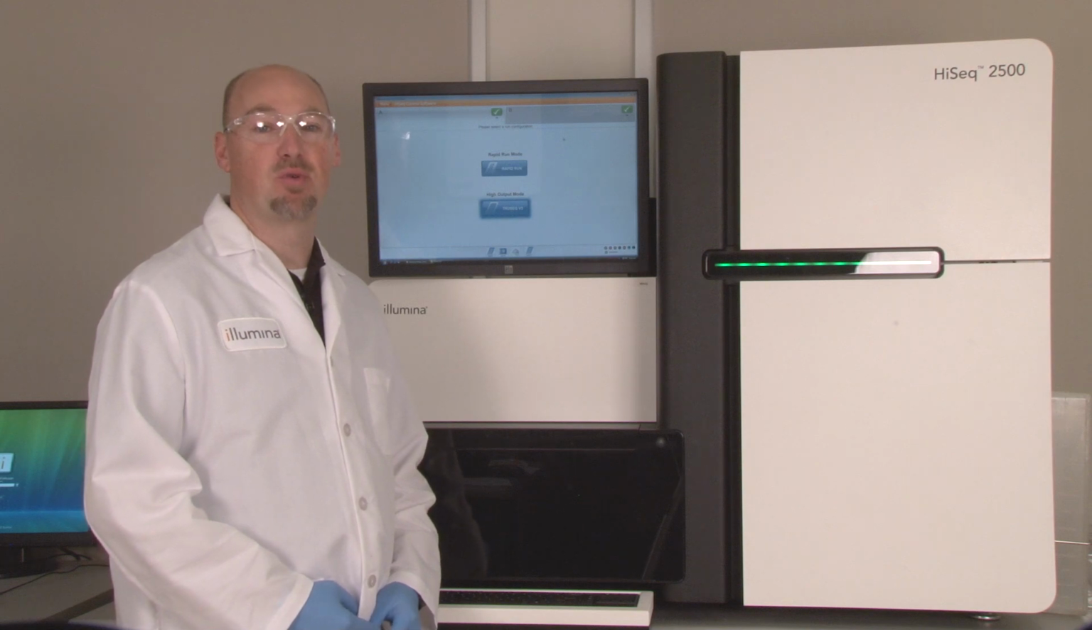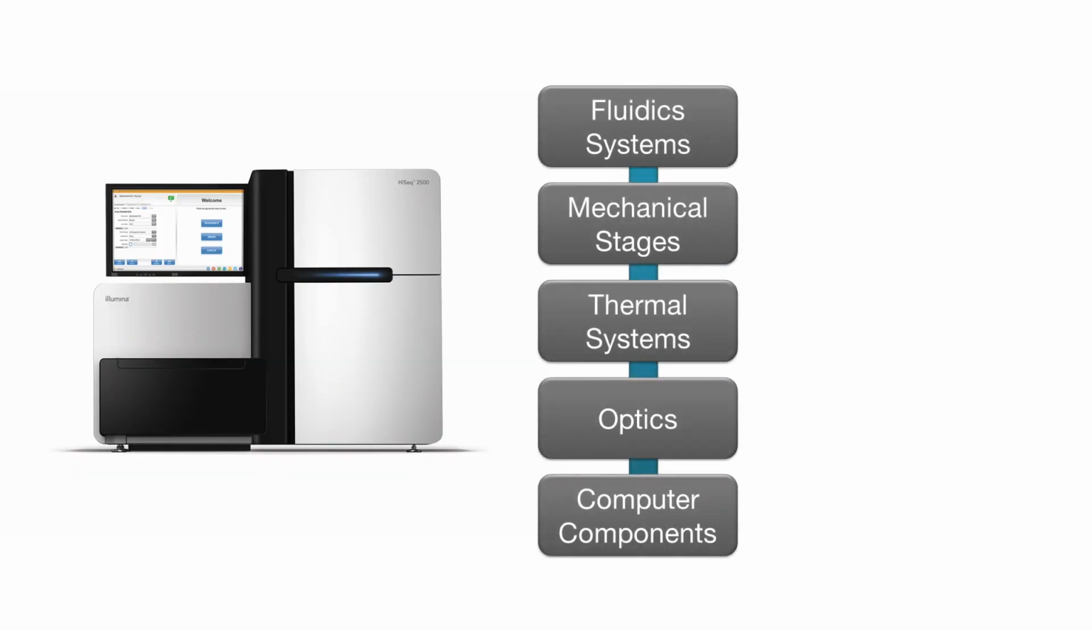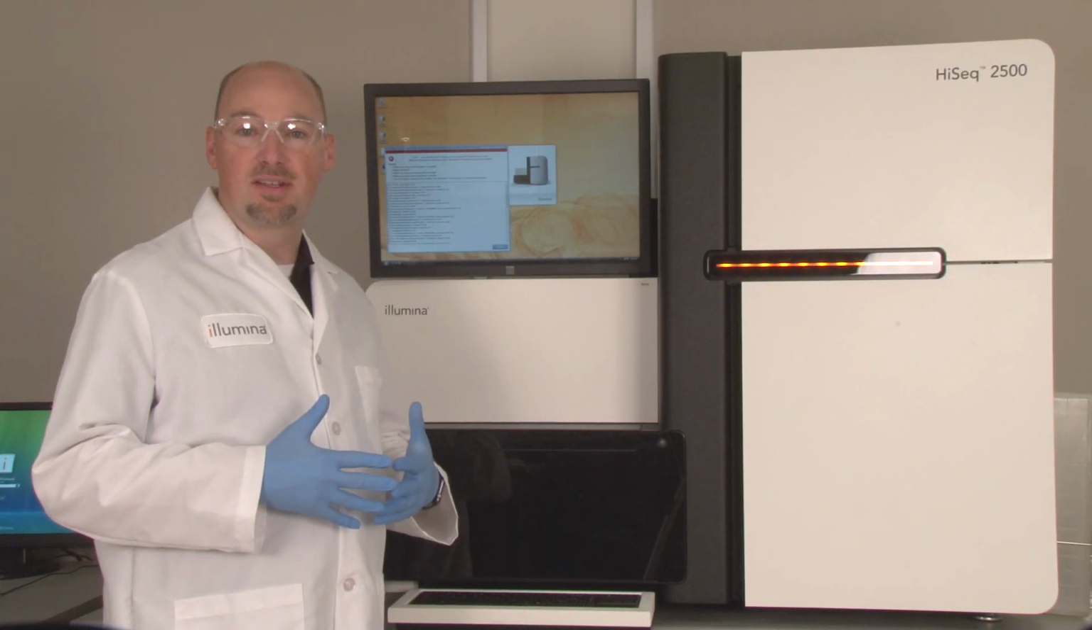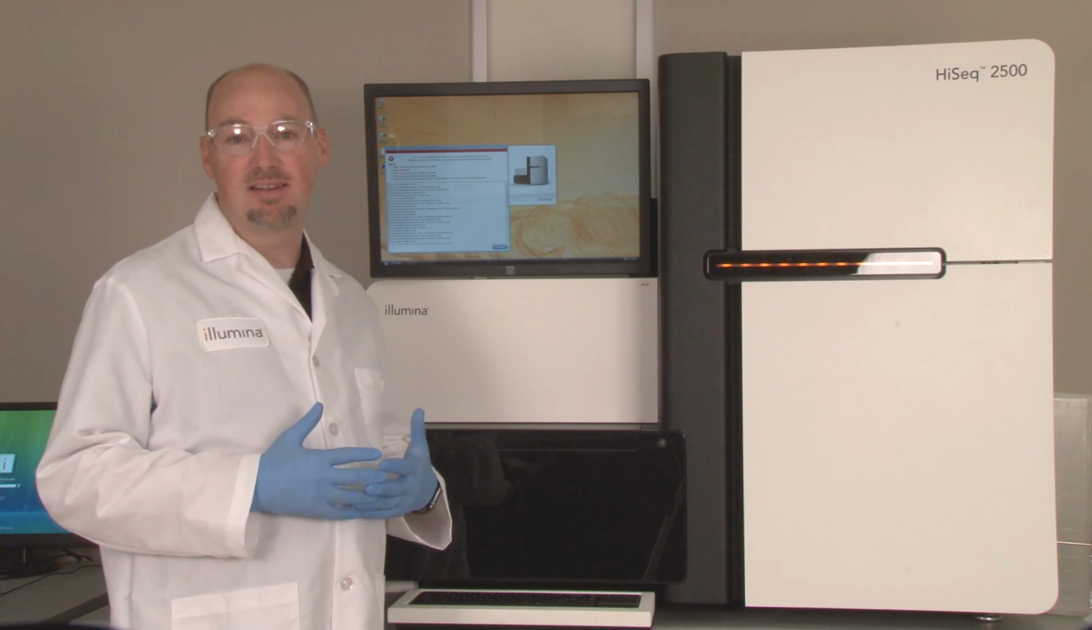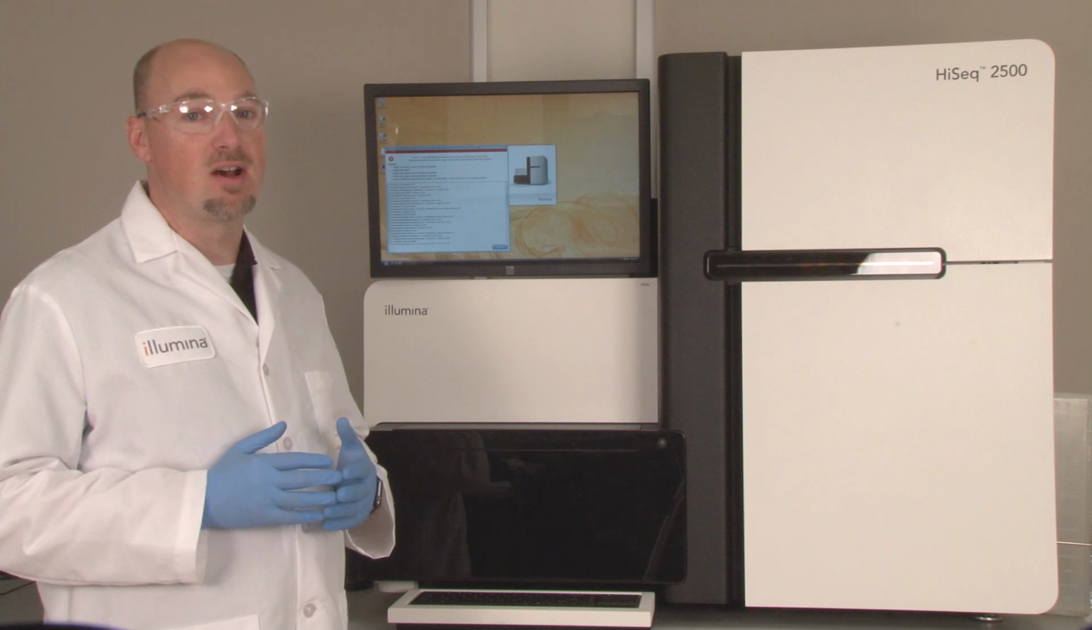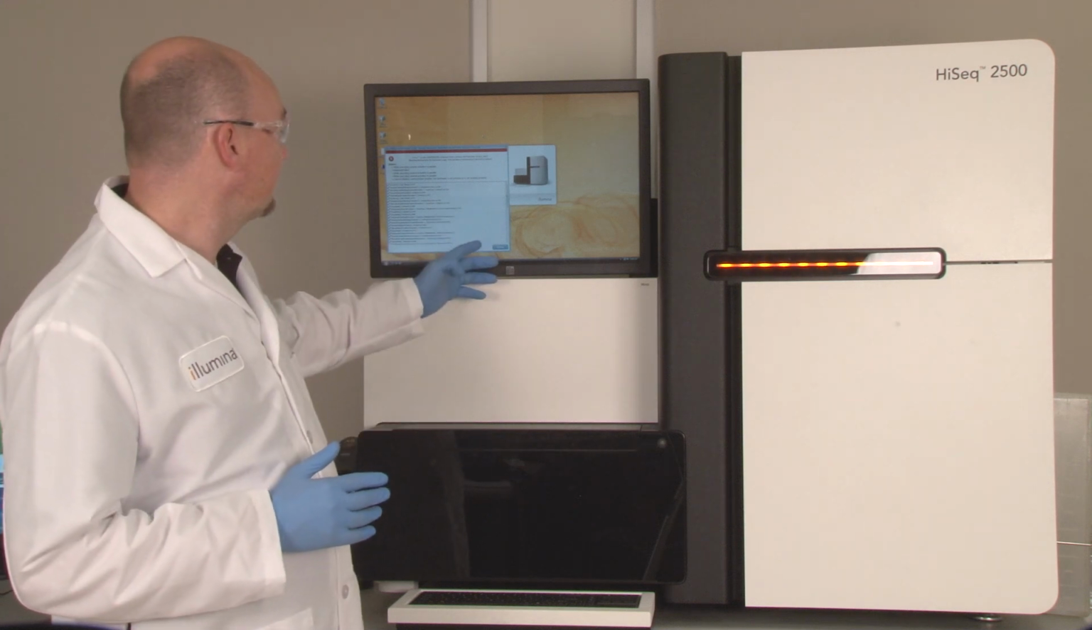The HiSeq instrument integrates fluidic systems with valves and pumps, mechanical stages with motors, thermal systems, optics, and computer components when generating DNA sequence data. All of these components need to communicate with a central HiSeq control software, and any communication disruption may cause an initialization error.